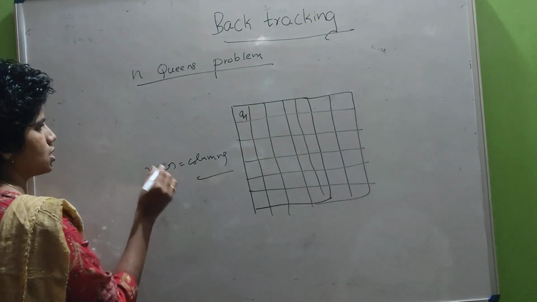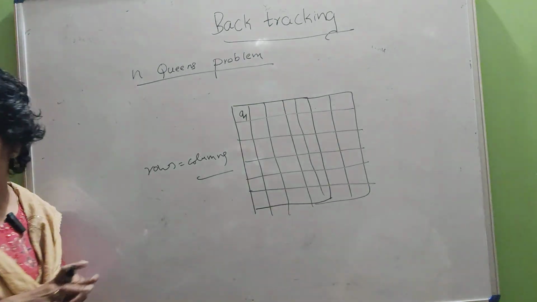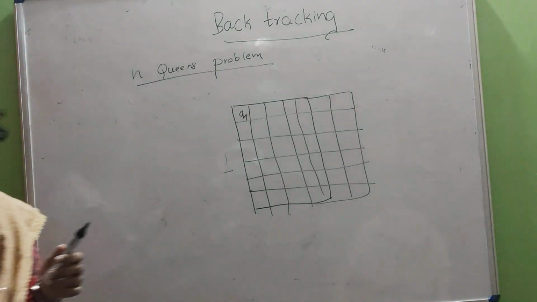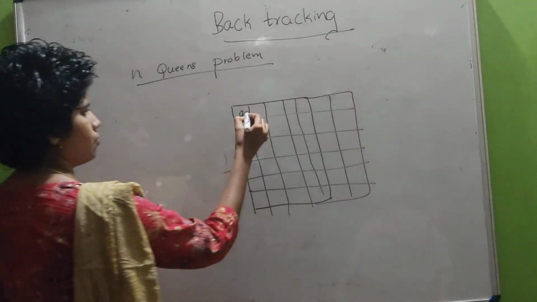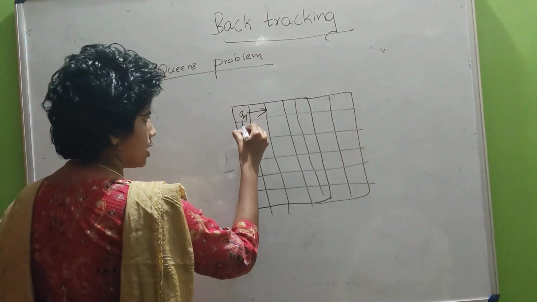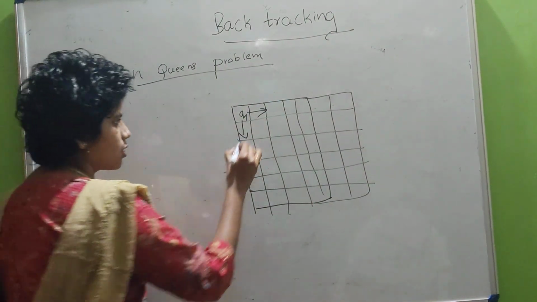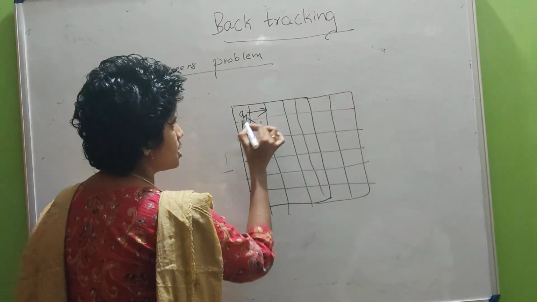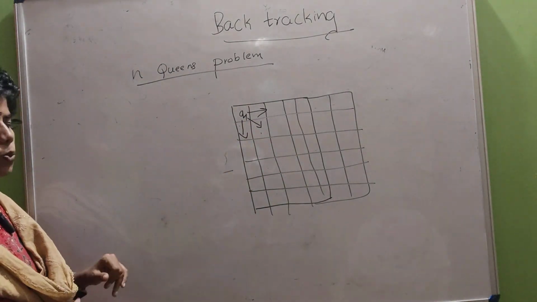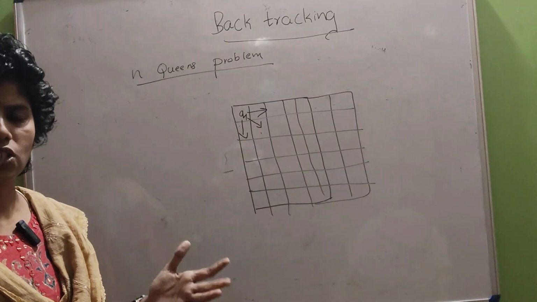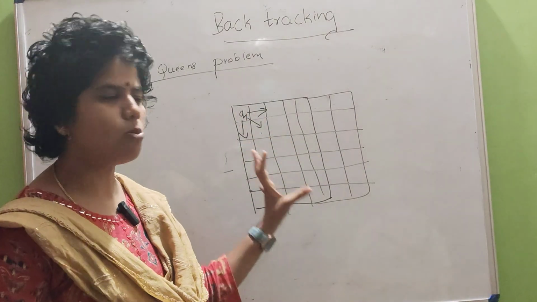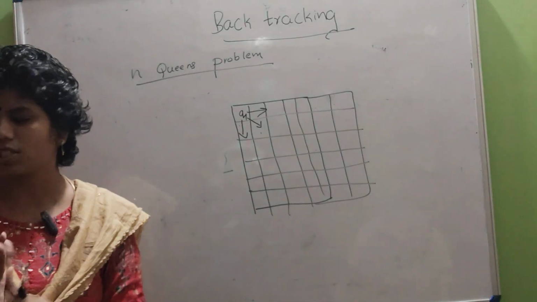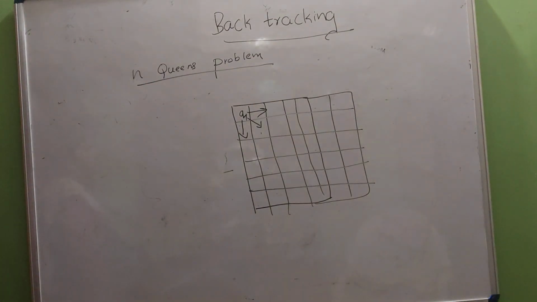N-Queens means the number of queens. Usually what are the principles for queens in general on the chessboard? The queen can move vertically, horizontally, and the queen can move diagonally also. These are the different moves the queen can make. In such a case, how many queens can we place on the given chessboard, in the given cells? That is your N-Queen's problem.